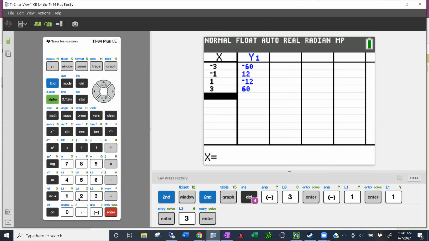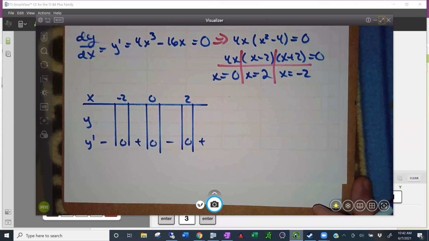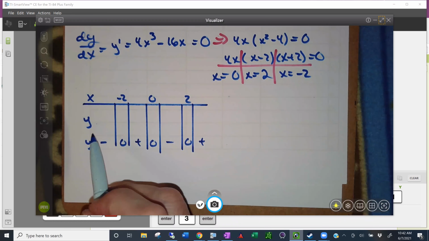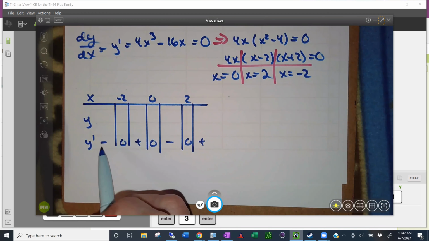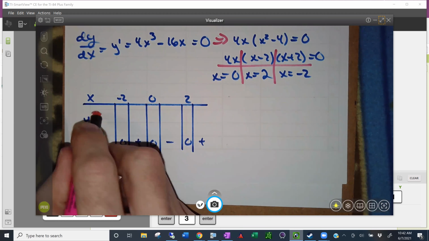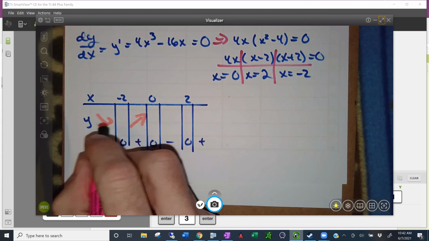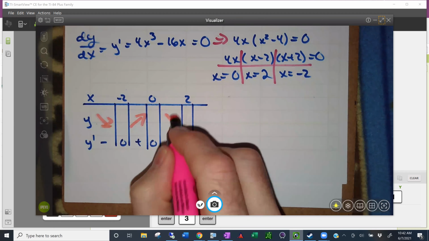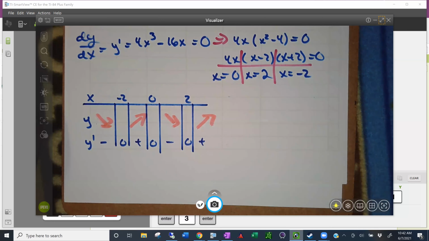Not a huge surprise here. Does match what I expected. Negative, positive, negative, positive. So we're good there. Somebody explain to me what I learned by doing all these test points. What does that tell me about the function? How it's increasing and decreasing. Yep, thanks, Cole. So decreasing, increasing, decreasing, increasing. Excellent. Thank you, Cole.